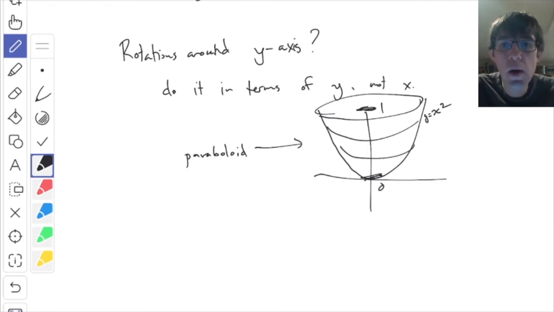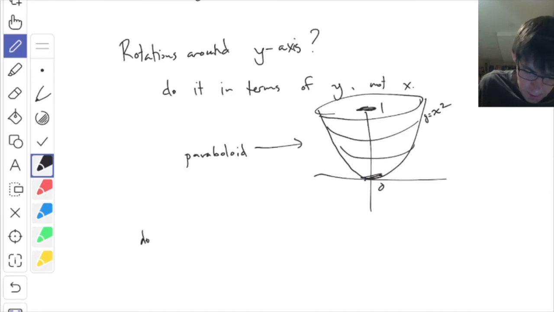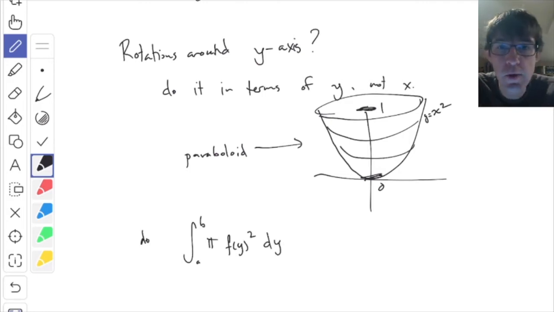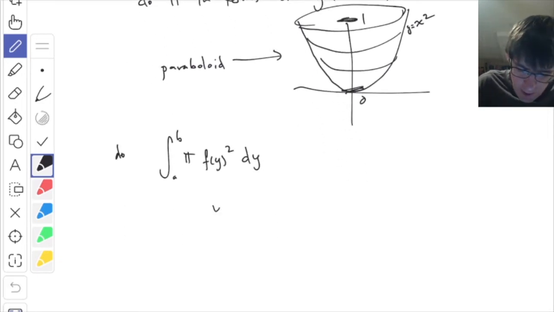All right. This is not a very hard example. Because we are rotating around the y-axis, we need to solve everything in terms of y values, not x values. So we're going to do the integral a to b of pi, this is my formula, right? I'm going to write it this way: f of y squared dy. You have to do everything in terms of y's, not x. Where the a and the b refer to y values. And the function you need to write in terms of y values also.